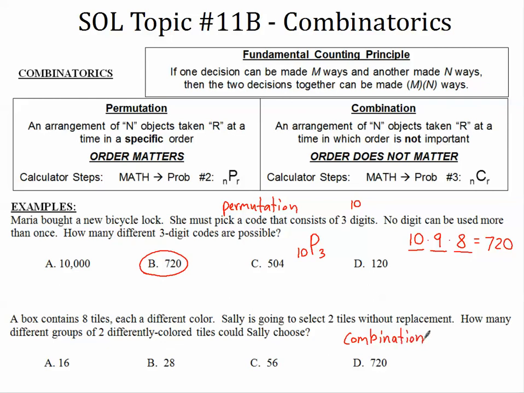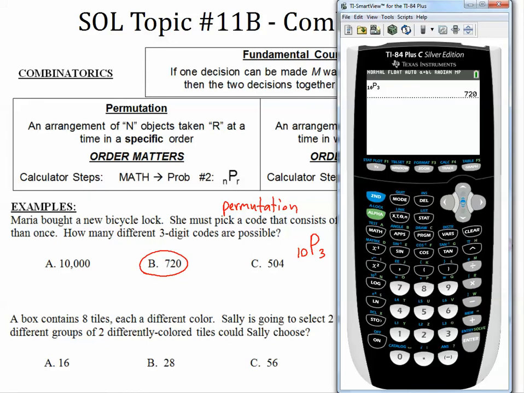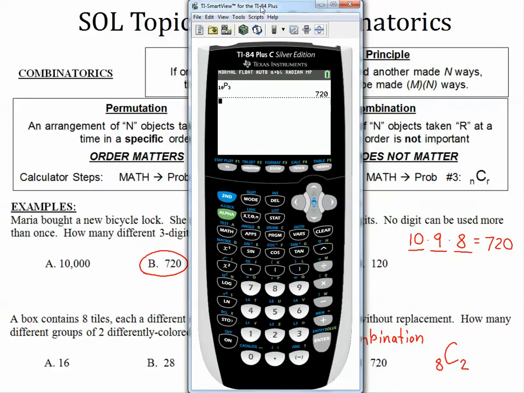And if it's a combination, of course, we're going to be using that big C. We have 8 things to choose from, and we're choosing 2 of them at a time. So this is a combination of 8 things chosen 2 at a time. I'm going to pull up my calculator, and I'm going to hit math, go over to probability, and down to number 3. This time I'm choosing out of 8 things, 2 of them. So 8 choose 2, and we've got our answer, 28.